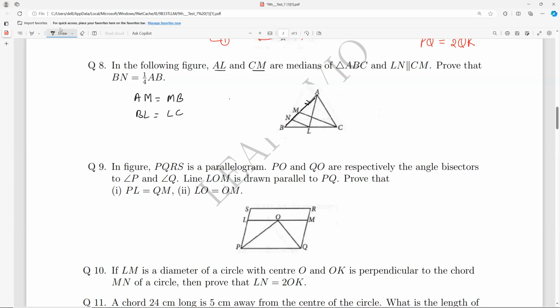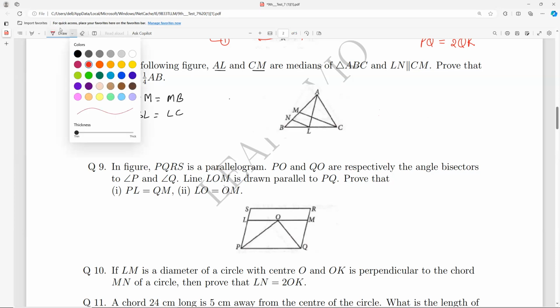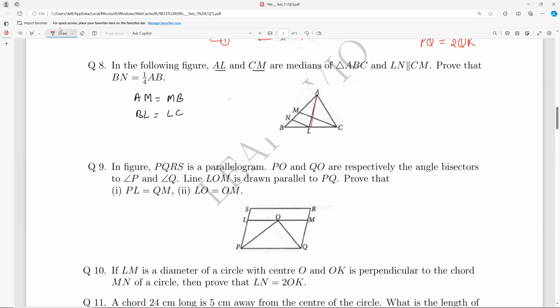Check what I have written here. You understood that if this line is a median, it divides this side into two equal halves. Similarly, if AL is the median, it divides this line into two equal halves. That's why I wrote it this way.